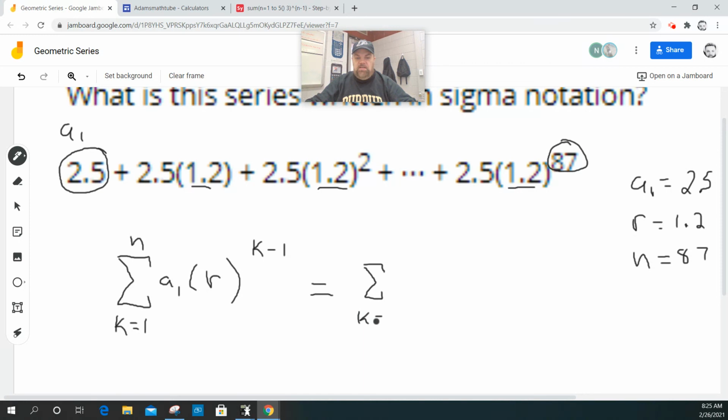We say K equals 1. Up here I'm going to put 87 because that's the total number of terms. My initial value is 2.5 raised or multiplied by the common ratio. Did I say initial ratio? This is the initial term. This is the common ratio. I'm tired. I've been teaching all week. And then up here, I'm going to raise that to the K minus 1.